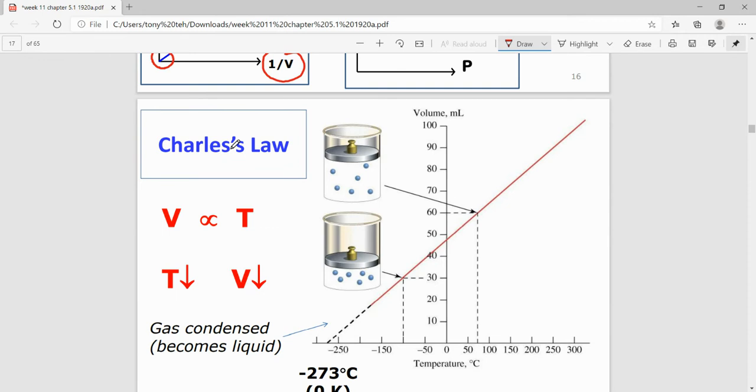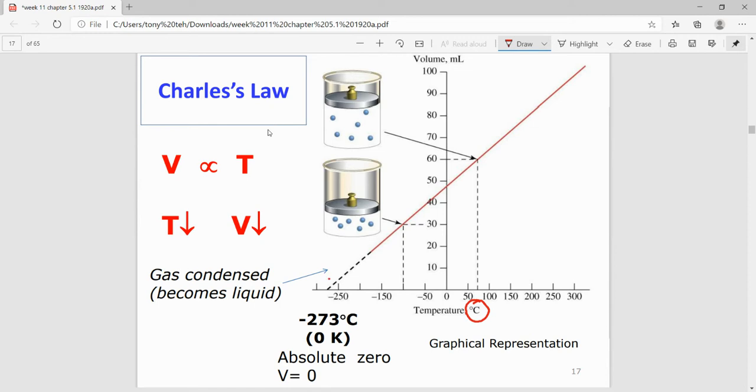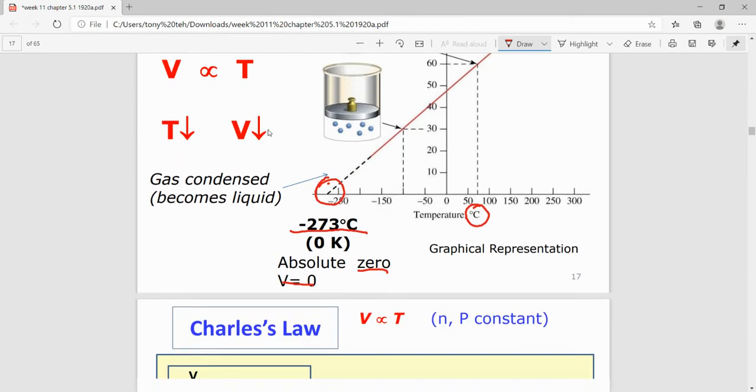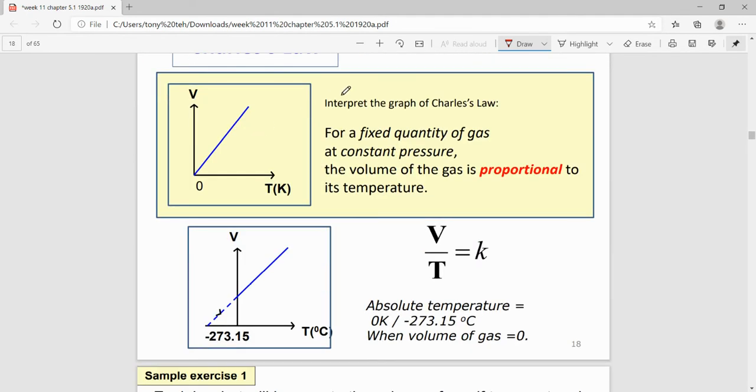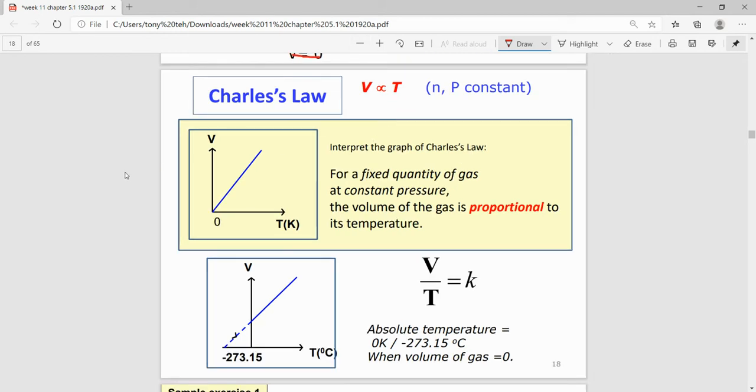For Charles' law, you have to be extra careful because you have to know whether you are using degrees Celsius or Kelvin. If you are using degrees Celsius, then there must be an intercept, especially at absolute zero, that is negative 273 degrees Celsius. It's the same thing again for Charles' law. If you want a linear graph which passes through the origin, then you use volume versus temperature, but the unit must be in Kelvin. Degrees Celsius gives an intercept.